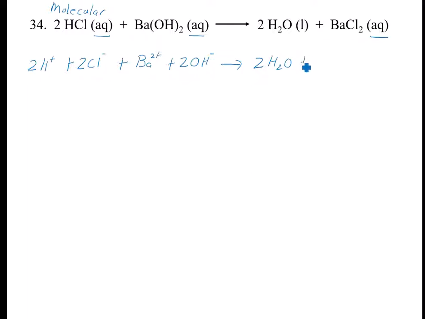Plus 1 times 1 is 1 barium, again with a 2 plus charge. And then 1 times 2 gives me 2 chlorides. Now, if you're given a balanced reaction like this one, then it should still be balanced down here. Meaning the fact I have 2 chlorides here, I have 2 chlorides over here.